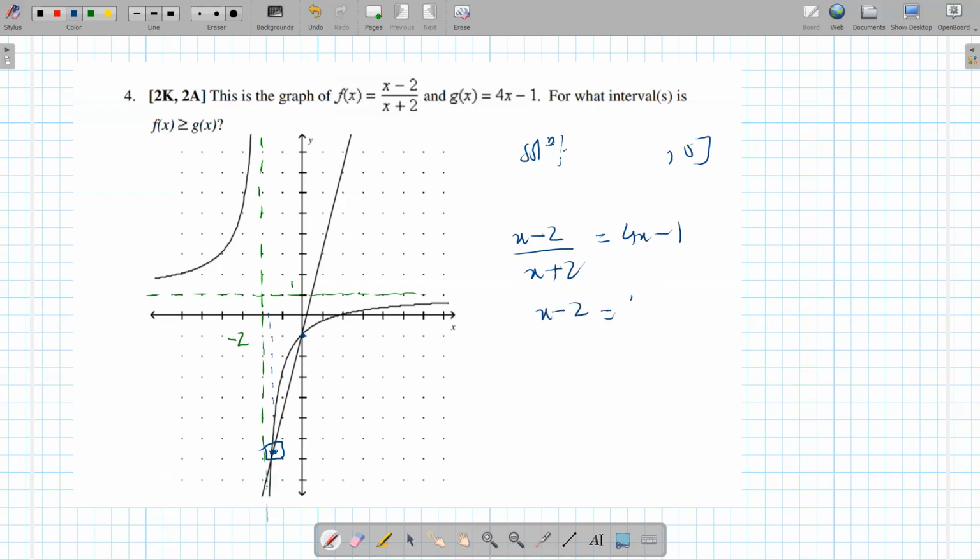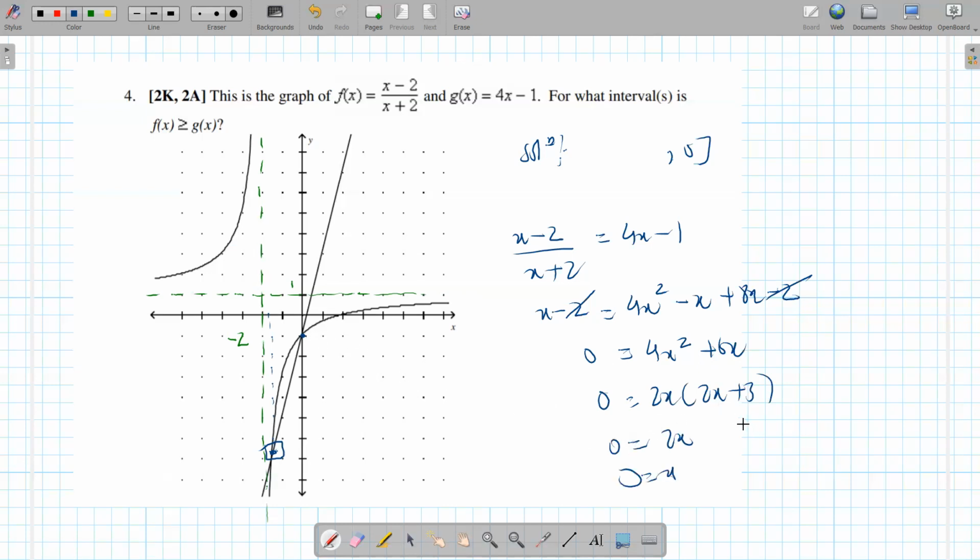I'm going to cross multiply: 4x squared minus x plus 8x minus 2. Now I'm going to move everything to one side. So 4x squared, this becomes plus 7x plus 6x equals 0. Yeah, like that. So the 2's cancel out. So how do we solve for x here? Could we factor those? Yes, we can. We can pull out a 2x. So this means 2x is 0, x is 0. Well, we knew that. And that means 2x plus 3 is 0. That means x is minus 1.5. So this point is minus 1.5 on the x.